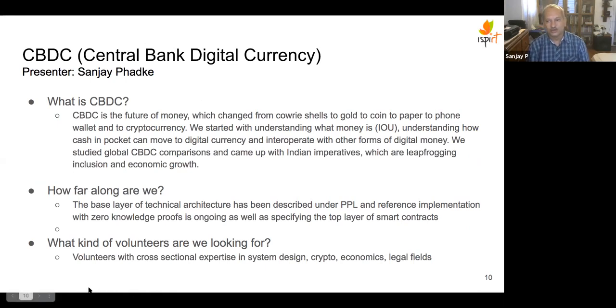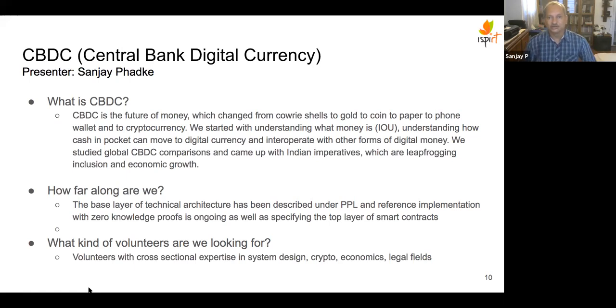And so to briefly understand, while all of us have probably heard something about CBDC, central bank digital currency, increasingly over the last few years, CBDC is in some sense really the future of money. And if you look at the last 2000 years of the history of money, it changed many forms, from cowrie shells to precious metals like gold, to paper sometime in the last century, to phone wallets towards the end of last century, and then to cryptocurrency. So we really started on understanding in this exploration what money is.